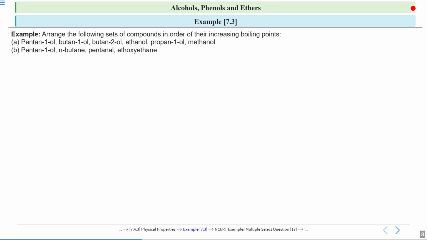Okay students, now whatever I've taught you, we will solve some questions. It will help you to understand more. The question says: arrange the following sets of compounds in order of their increasing boiling points. Set A and set B are given to you. Set A is pentan-1-ol, butan-1-ol, butan-2-ol, ethanol, propan-1-ol and methanol. Set B is pentan-1-ol, n-butane, pentanal, and ethoxyethane.